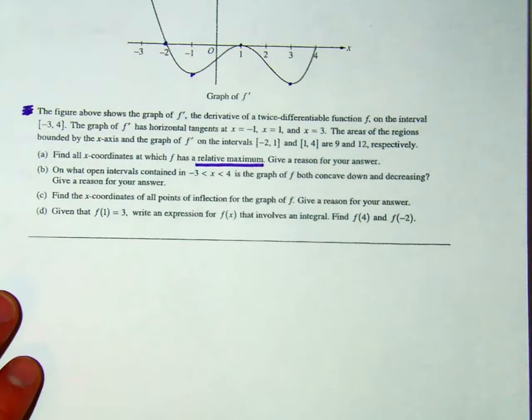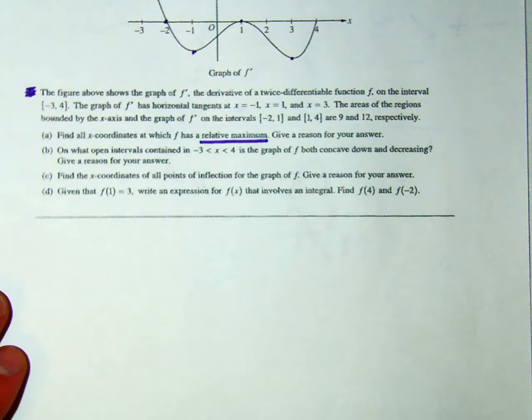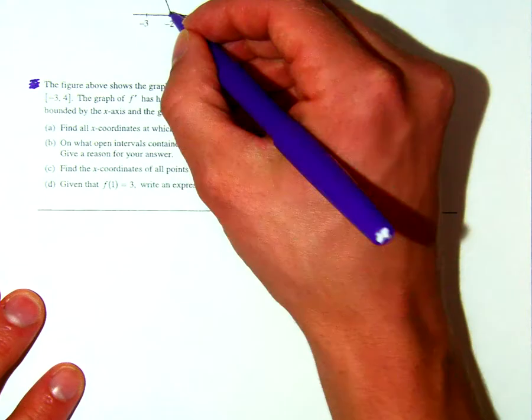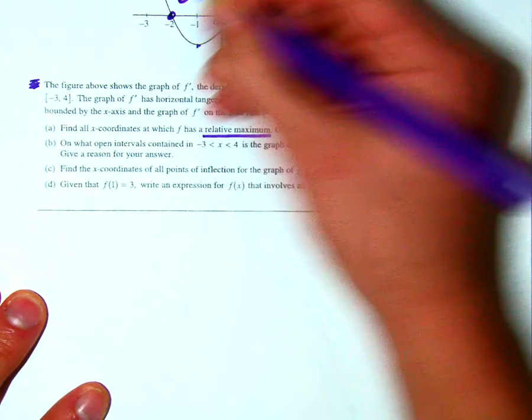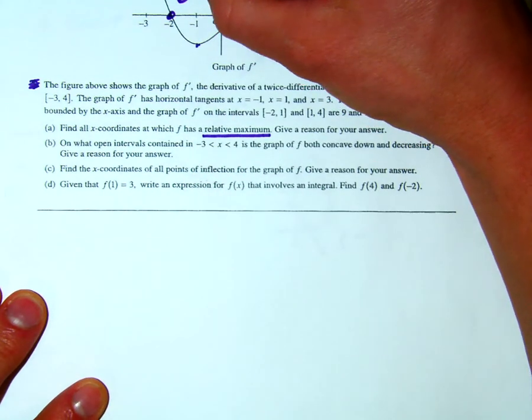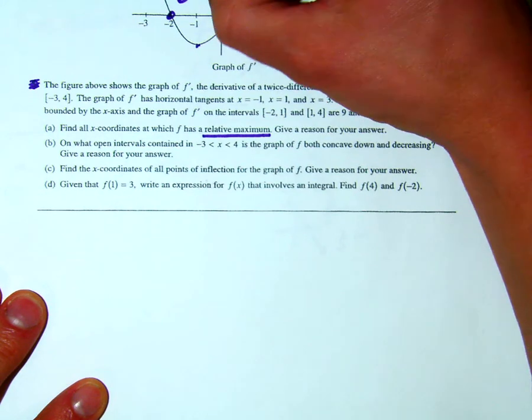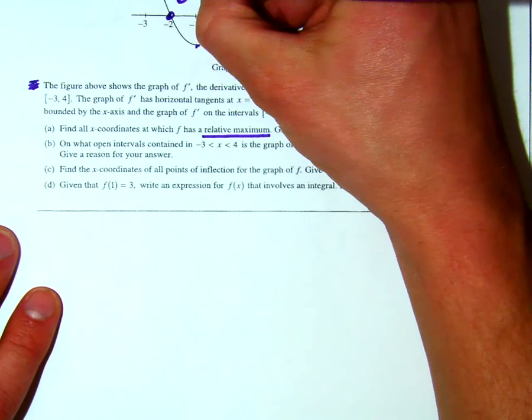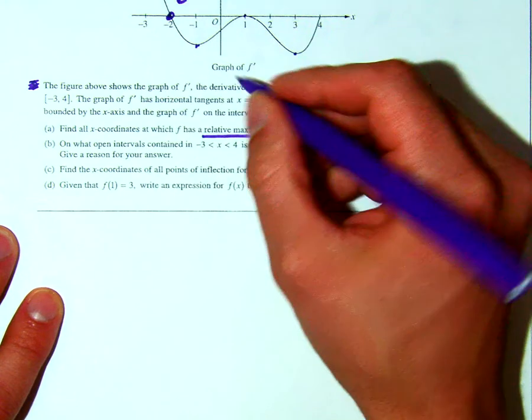If I could find my FRQ. So we know that there's going to be a relative max right here at -2. This is the max of the original function, f of x. This is the graph of f prime.